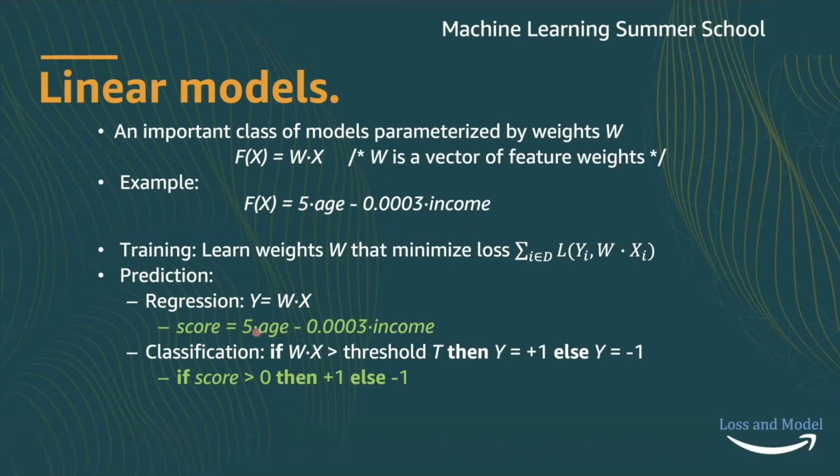In regression, you would simply use the score coming out of this equation, but in classification, you will have to apply a classification rule on top of that score, for example, thresholding. You can do something like: if the score is above 0, I'm going to call it class 1. Otherwise, it's class -1. So the point here is that in linear models, your f of x is linear. That's the key.